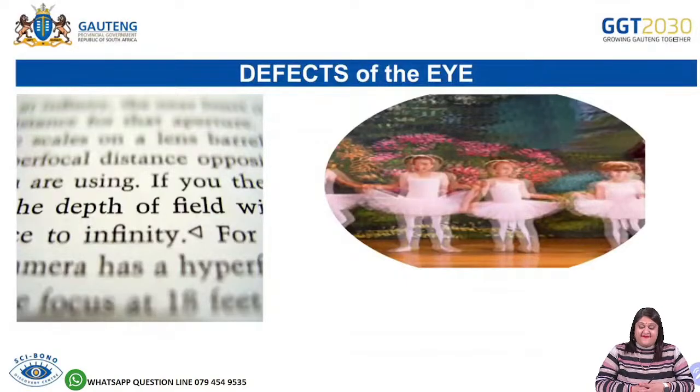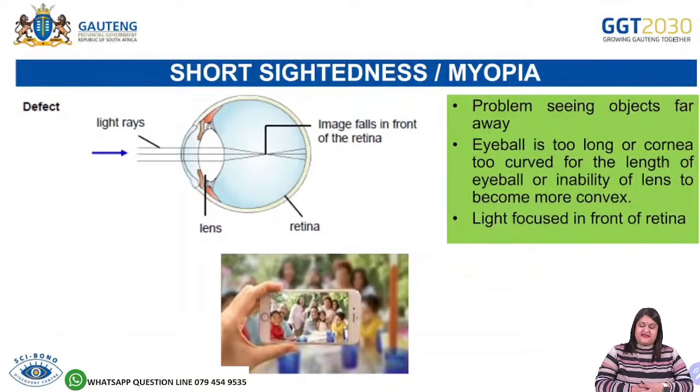So here we have the defects of the eye. This section is really underestimated by learners every year. And I must tell you that the examiners like this question. They do ask it, and they are asking it more often. And in life sciences, you really cannot afford to leave anything out. So let's really see that we can understand this.